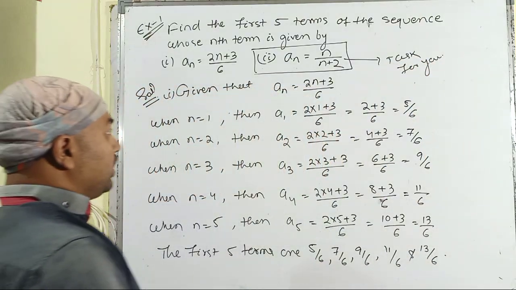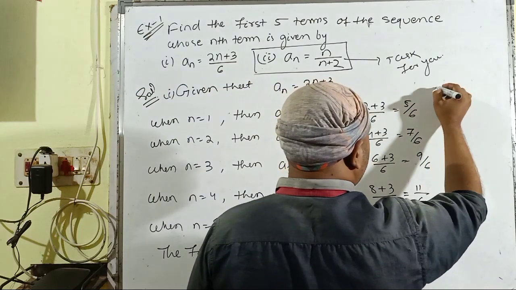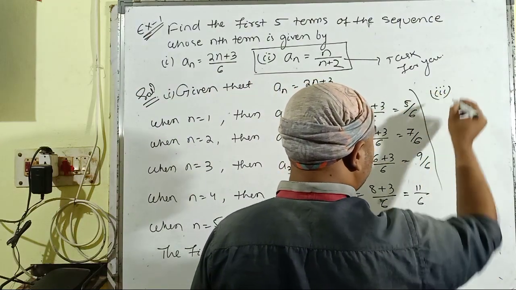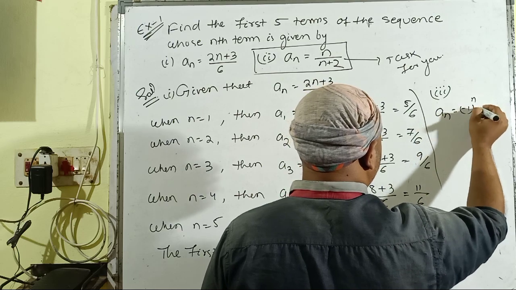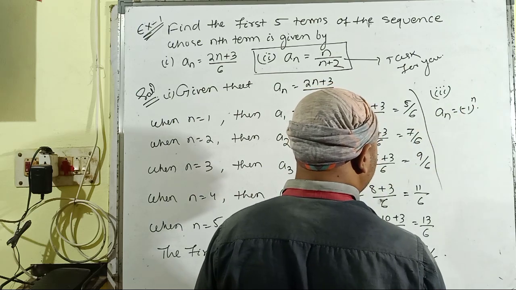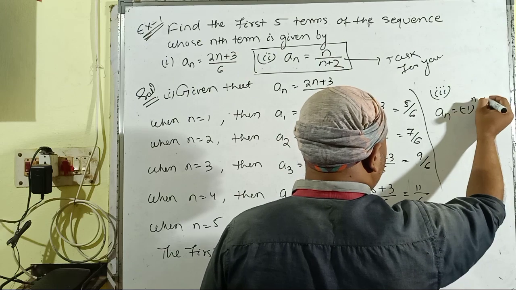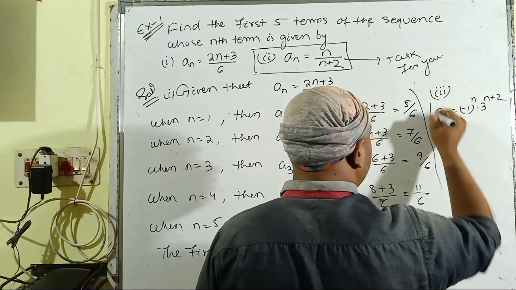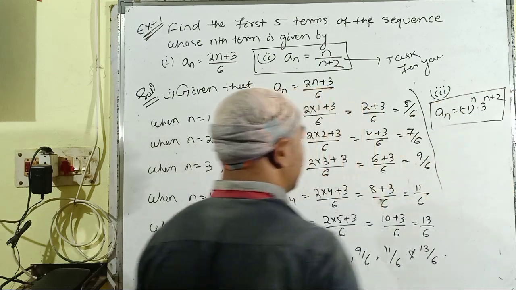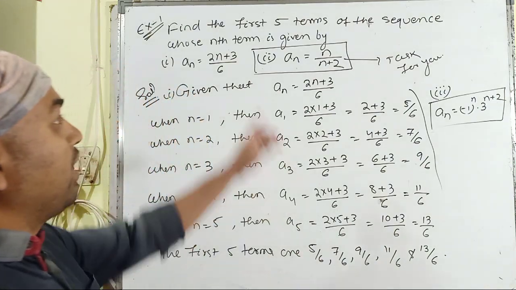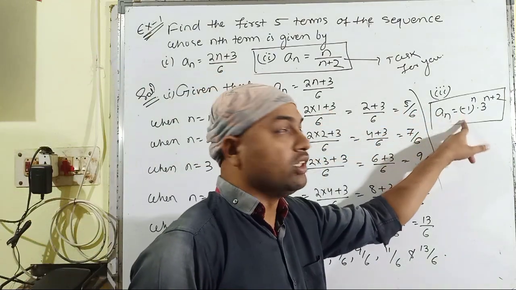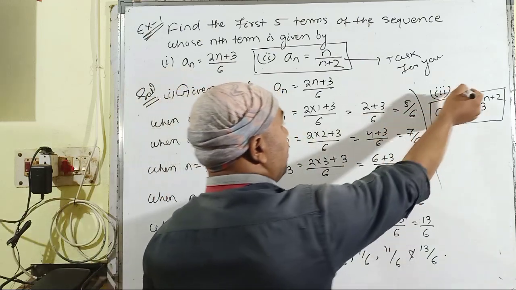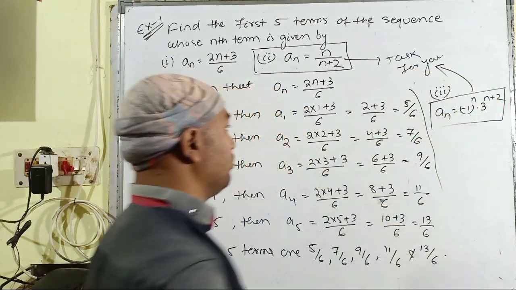You can also consider another example. Suppose I have given another problem for you, and here the nth term is like this: minus 1 to the power n multiplied with 3 to the power n plus 2. Write down this question and solve it, and find out the first 5 terms of the given sequence, where the nth term is like this, and both of the questions are task for you.